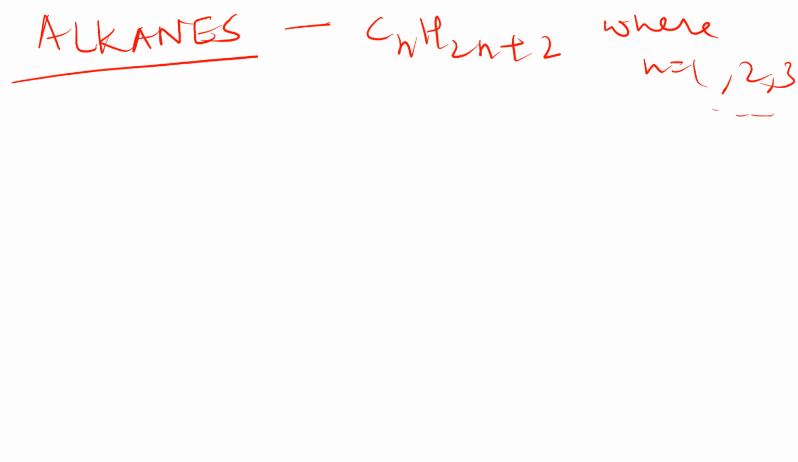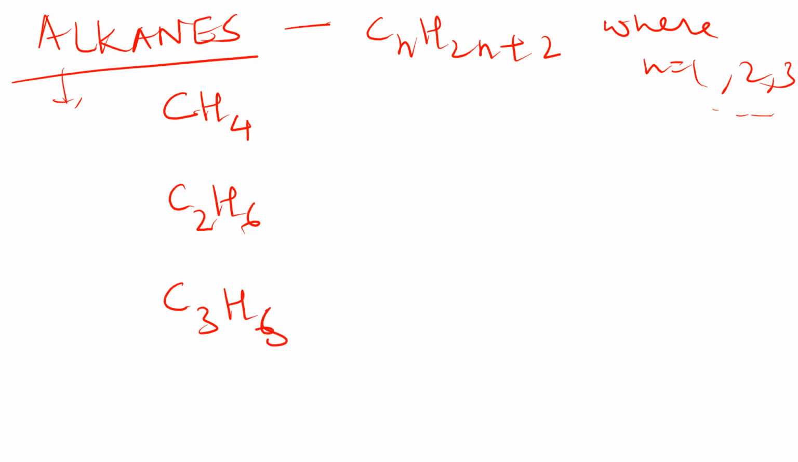We will discuss alkanes first. As I told you, its general formula is CnH2n+2, where n is the number of carbon atoms, starting from 1, 2, 3, and so on. If n is 1, it is CH4. When n is 2, it is C2H6. When it is 3 carbon atoms, C3H8. And C4H10.